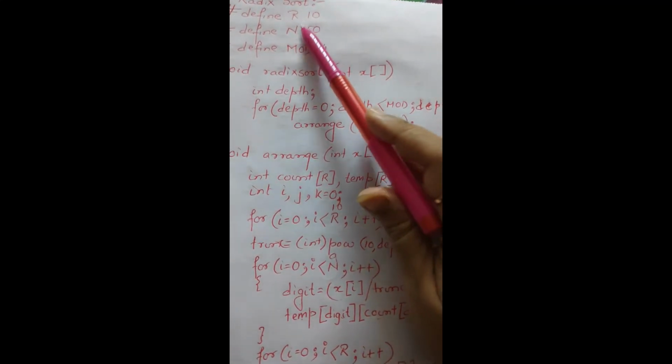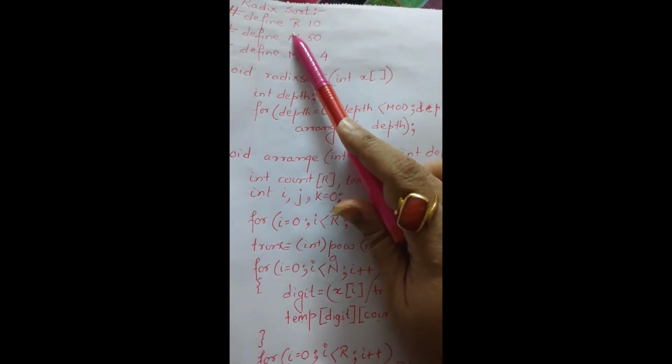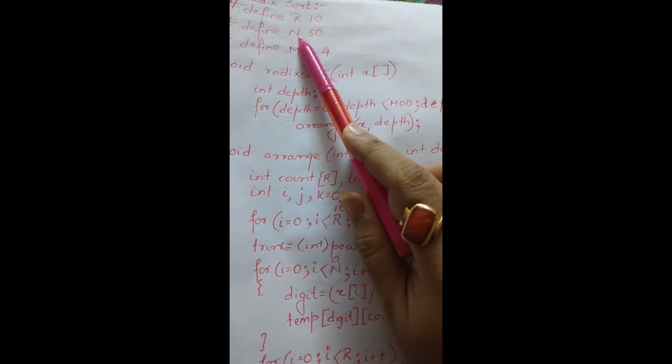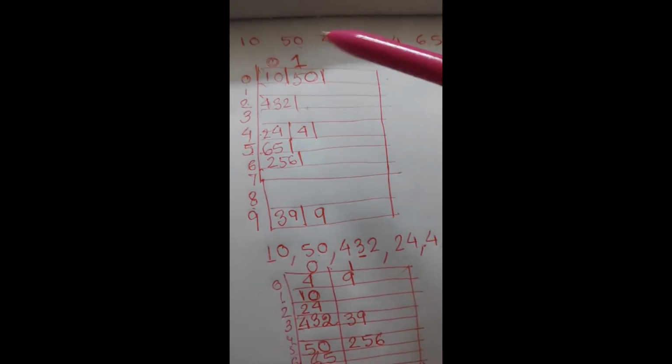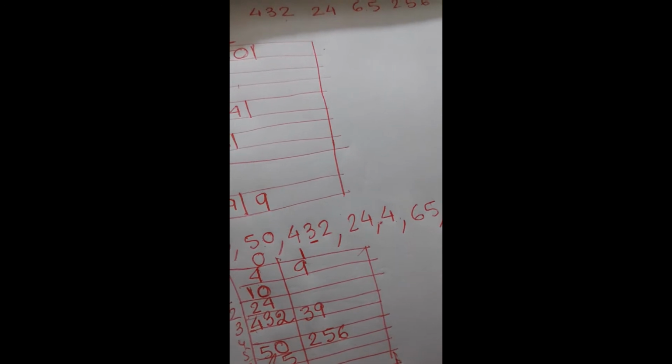Now in this algorithm of radix sort, R gives you the radix, that is the number of digits in the system. n gives the number of numbers in your array. In the example that I was already showing you, we have 1, 2, 3, 4, 5, 6, 7, 8 and 9 numbers. So obviously the n value would be 9.